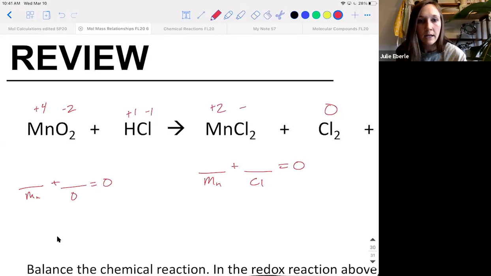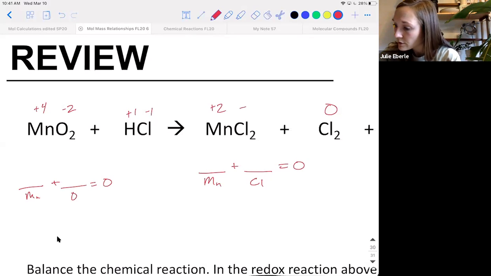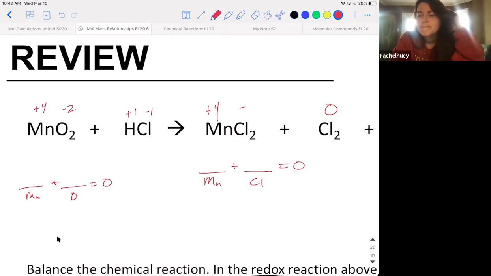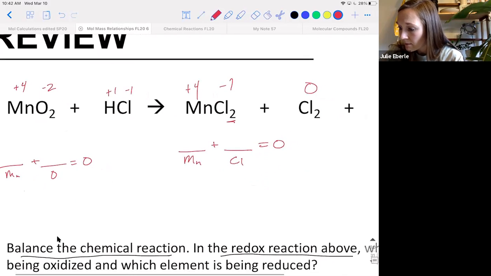What do you mean? Like the +4 and -2? If we put, Rachel, if we put a +4 on manganese, like what it had on the other side, here's what I know about chlorine. Chlorine's a halogen, main group 7. As an anion, chlorine always carries a -1 charge. So if I've got -1 on chlorine and I've got 2 of them, I've got -1 and -1. And that doesn't add up to 0. Okay, so chlorine is a -1 here.